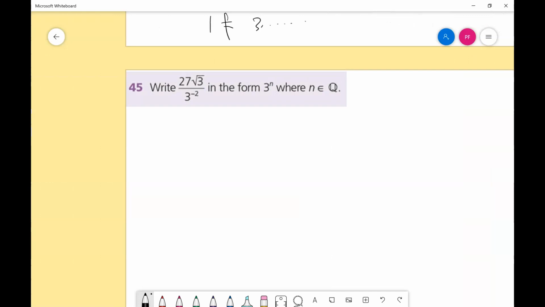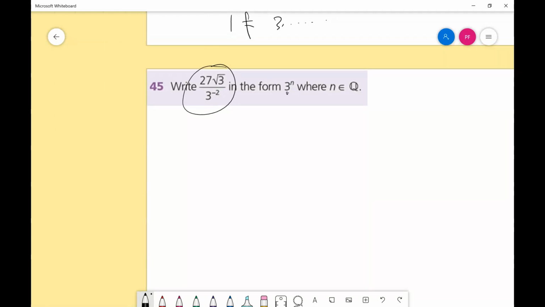So I've done the same thing again: 27 to the power of root 3 over 3 to the power of minus 2. And I have to get it in the form 3 to the power of a number, and the number up there needs to be a fraction again. So have a go at that, guys. Get rid of your square root sign, turn everything to powers, then try turn all the base numbers to the same. These are quite complex ones. They're quite Leaving Cert questions.